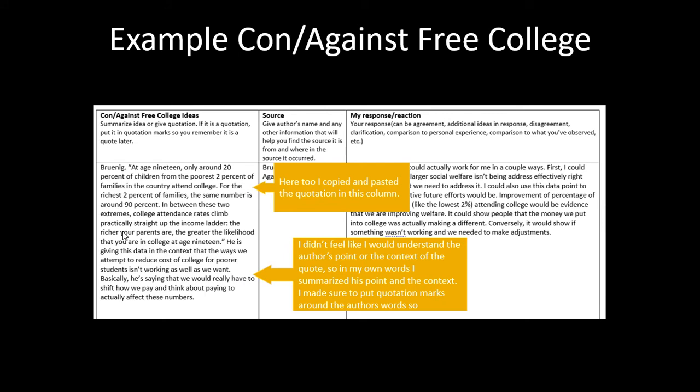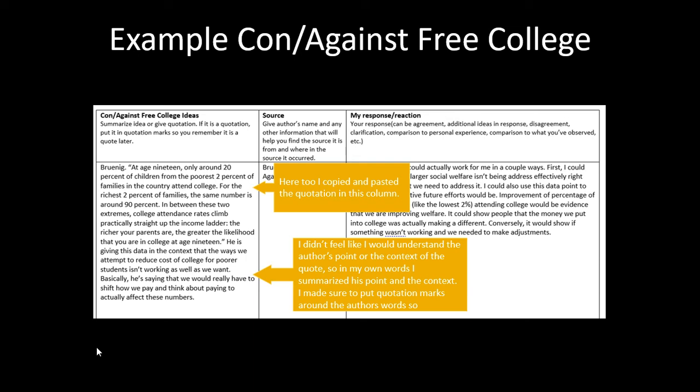All right, so this is the example for the con, or against free college, page. Here too, I copied and pasted the quotation in this column, but I didn't feel like I could get enough of the quotation in there to understand what he was really trying to do with that data. So, in my own words, I gave a summary of his point and a reminder to myself of where he was going with this so that I would remember when I came back later.